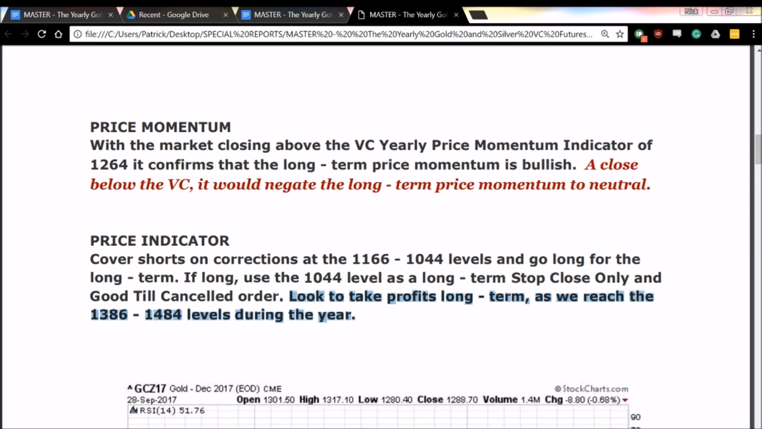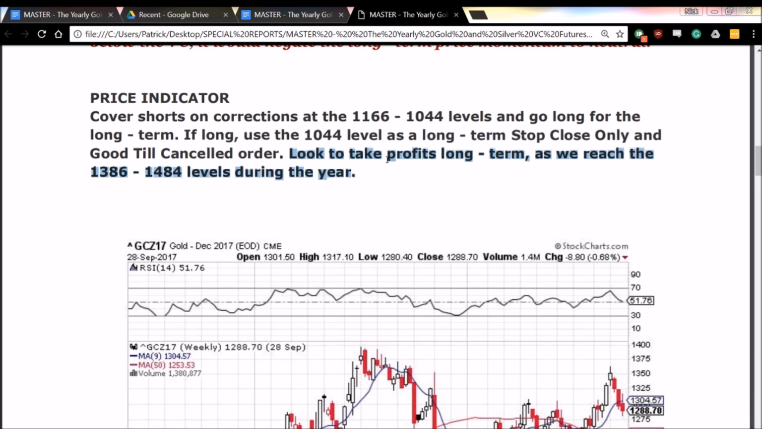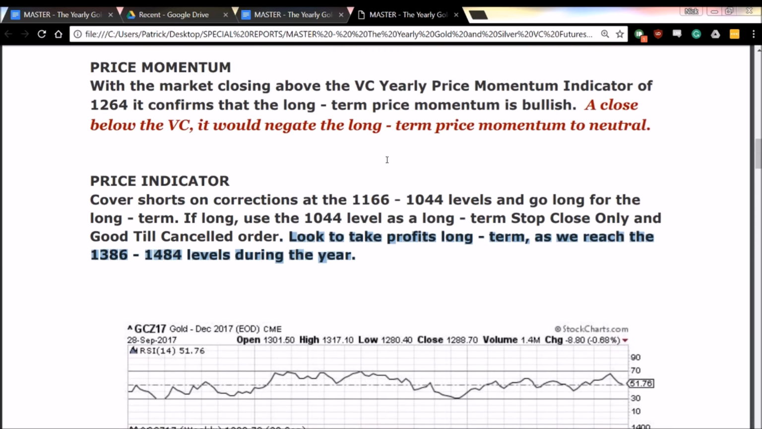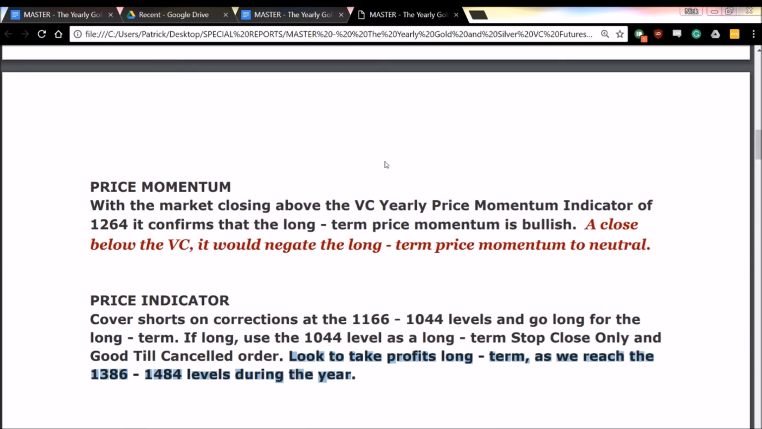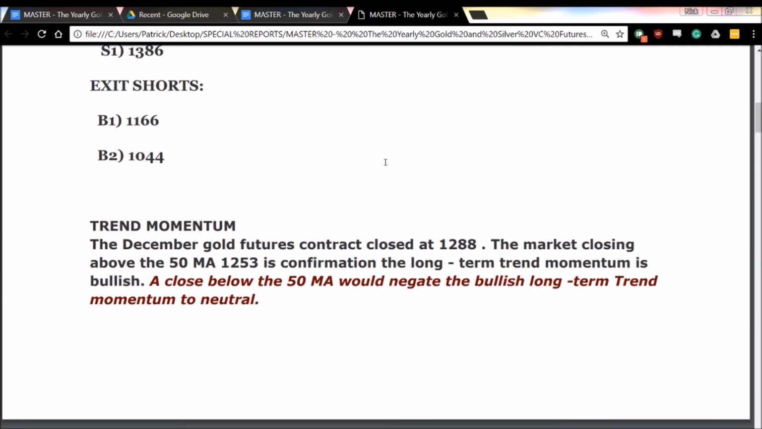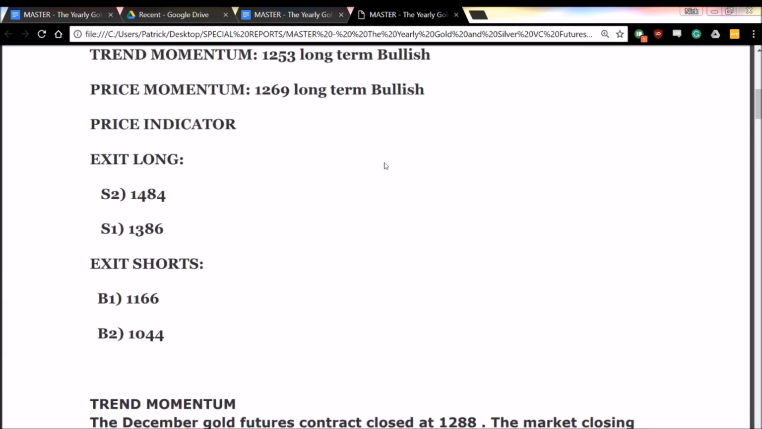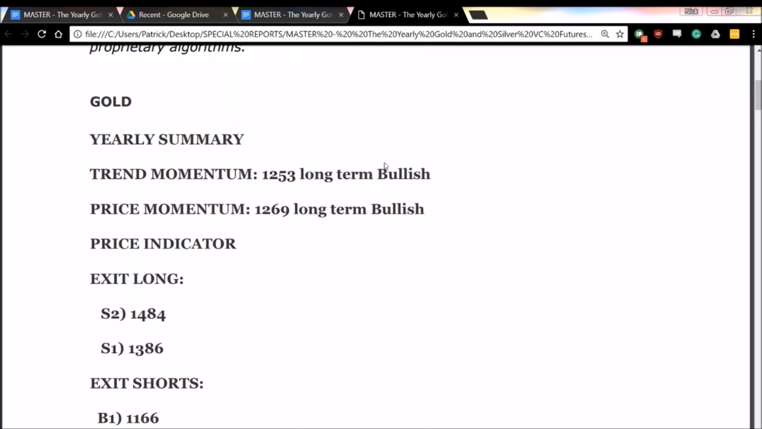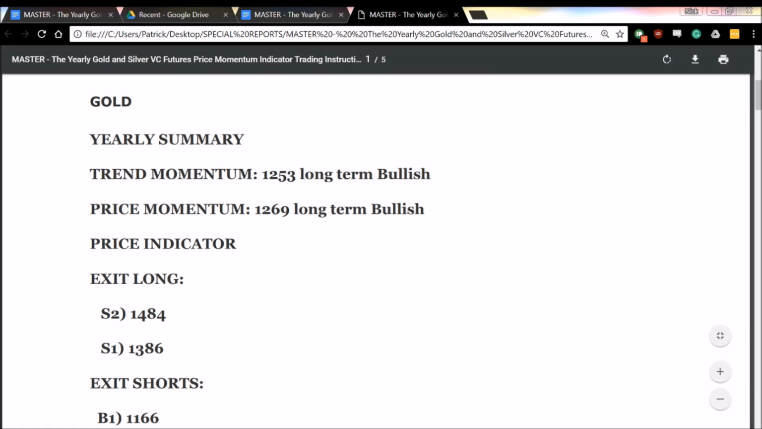This report clearly shows you the components that we use in the VC price momentum indicator report, and these are basically the same information, the same metrics that we use in coding the automated program that we use with TradeStation Technologies.